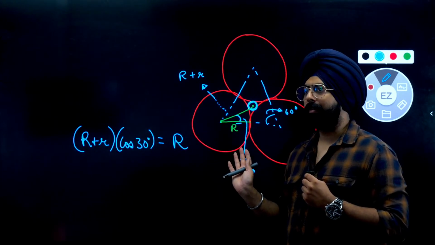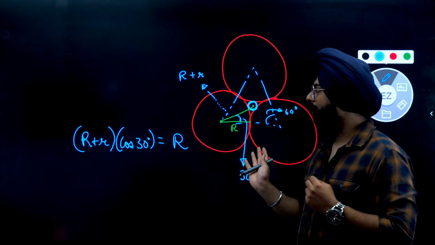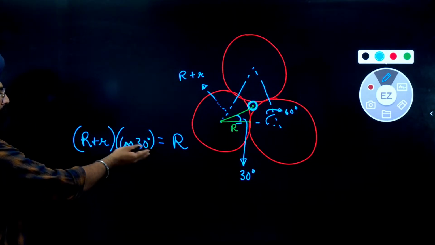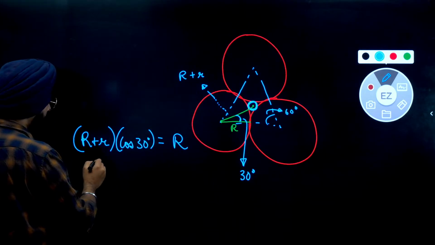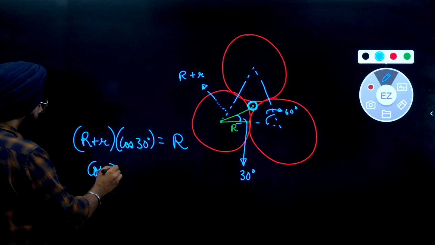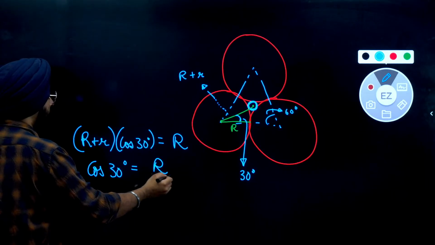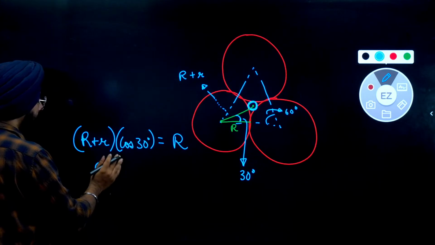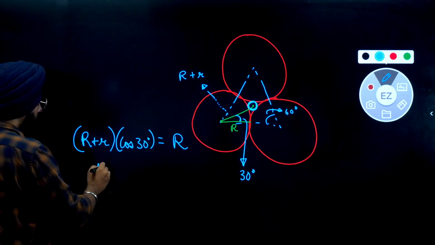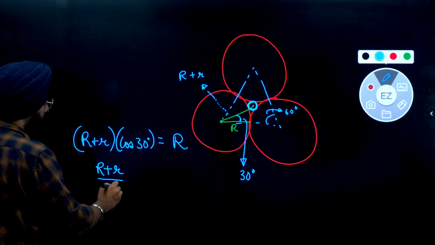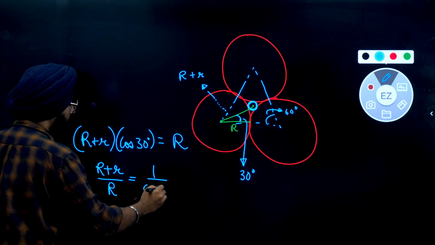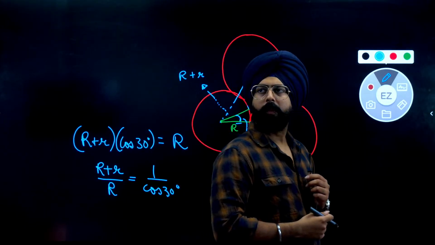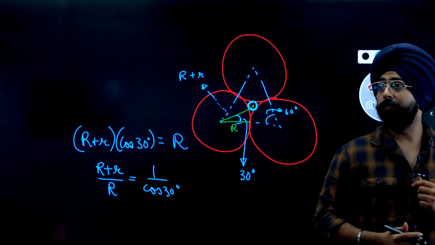Absolutely correct. We wrote cos theta here. Fine. This is what I can write. Or I can write cos of 30 degrees is equal to R by R plus r. Or if I write it the other way around, you can write something like R plus r by R is equal to 1 by cos 30 degrees. People, what's the value of cos 30? Tell me.